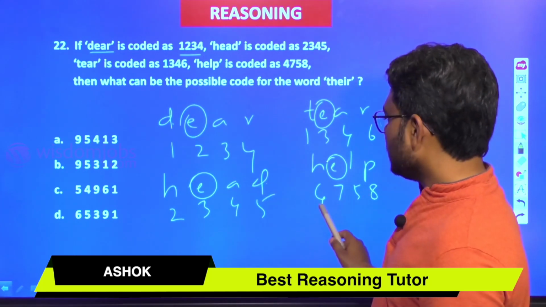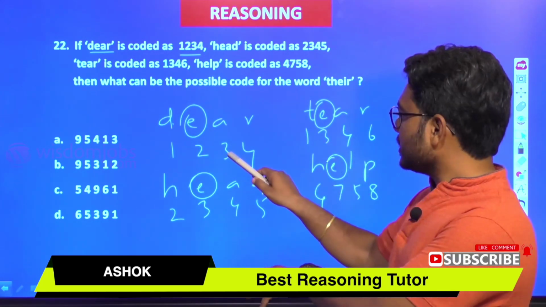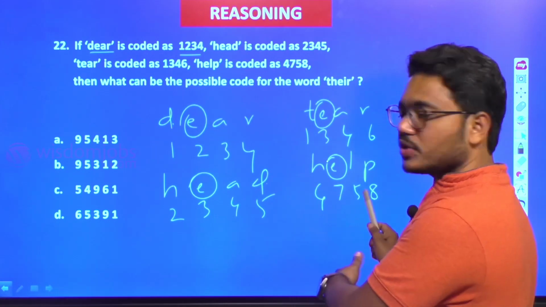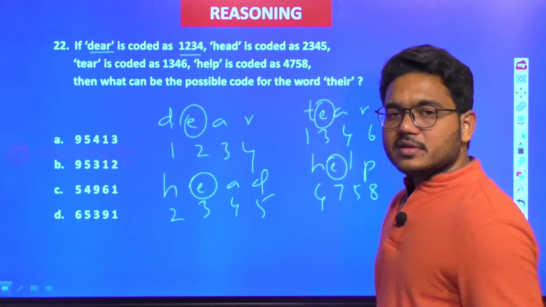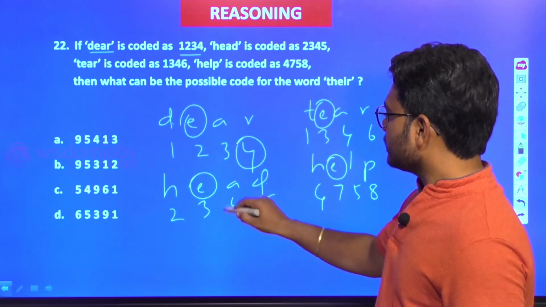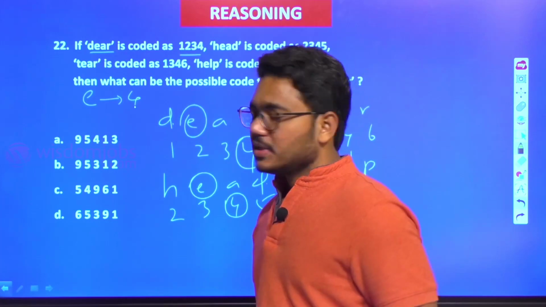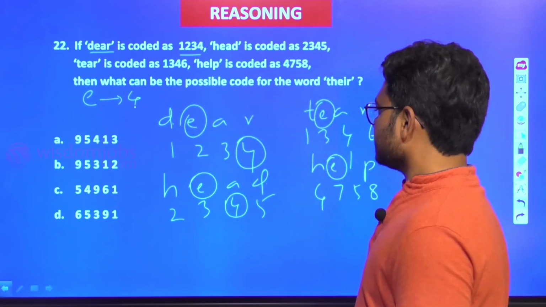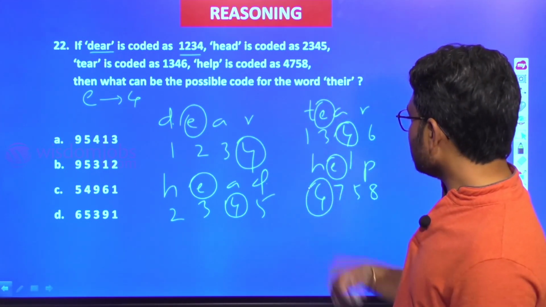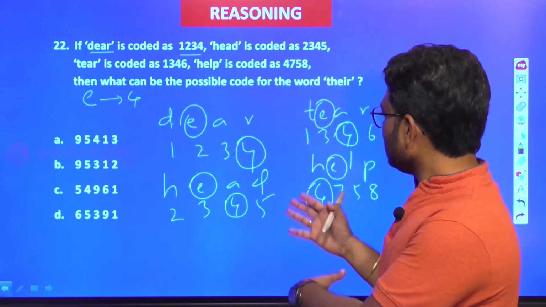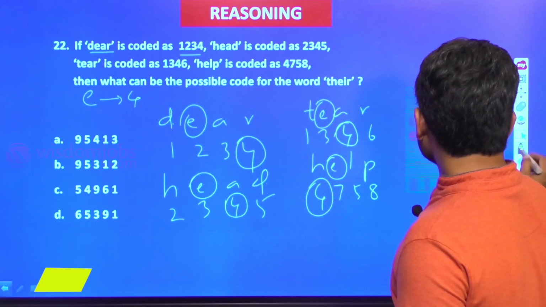Suppose 1, you can't find 1 in this, so obviously it is not. 2, we don't have in the second one. 3 we have in this, we don't have in this. Then 4 we have in all the things. So obviously E is related to 4, means E can be decoded as 4. Similarly, next try to observe any other letter which is repeating the most like this. E is repeated 4 times. No other term is repeated 4 times here. Okay. So try to see.